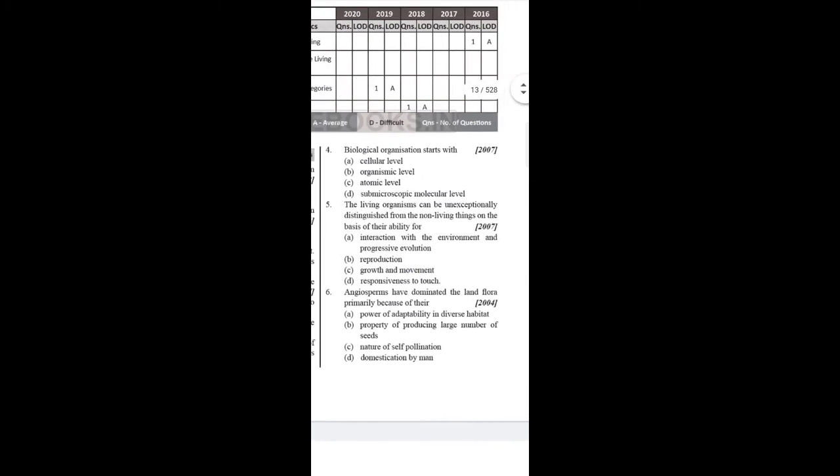The next question is biological classification starts with option D is correct, that is submicroscopic molecular level. Next, the living organisms can be unexceptionally distinguished from non-living things on the basis of ability for, and the answer is B, that is reproduction. Answer given in MTG book is reproduction, but I think that option D, which is the responsiveness to touch, is the most appropriate answer. Okay, next.